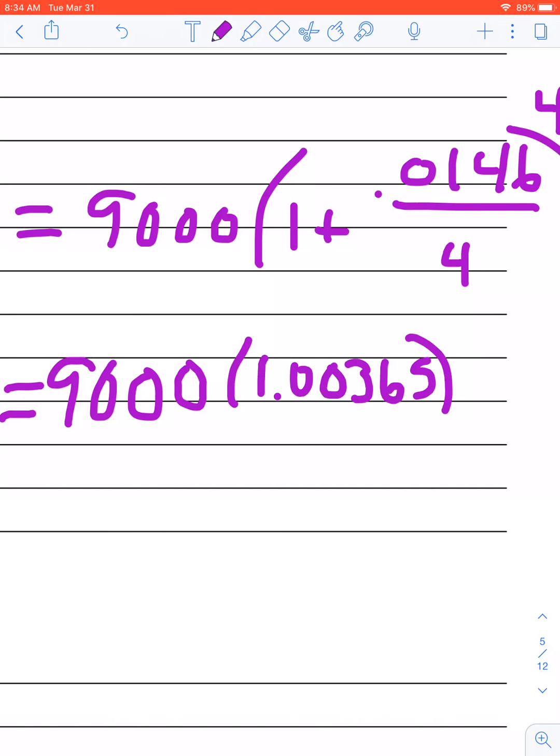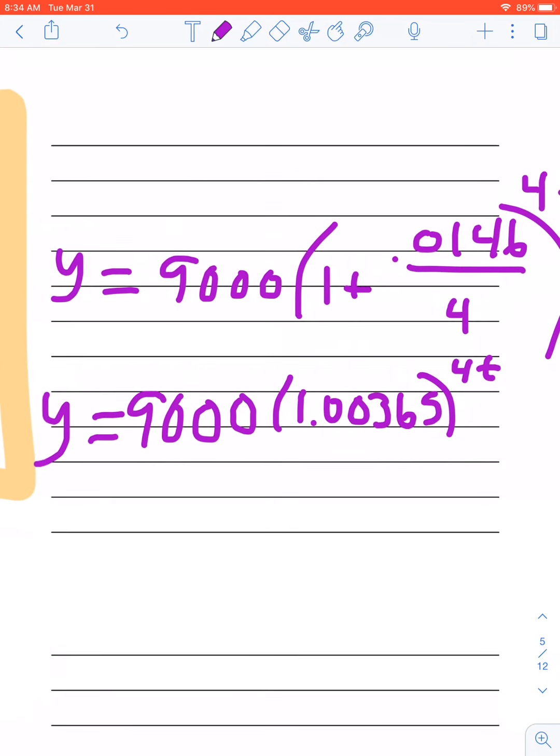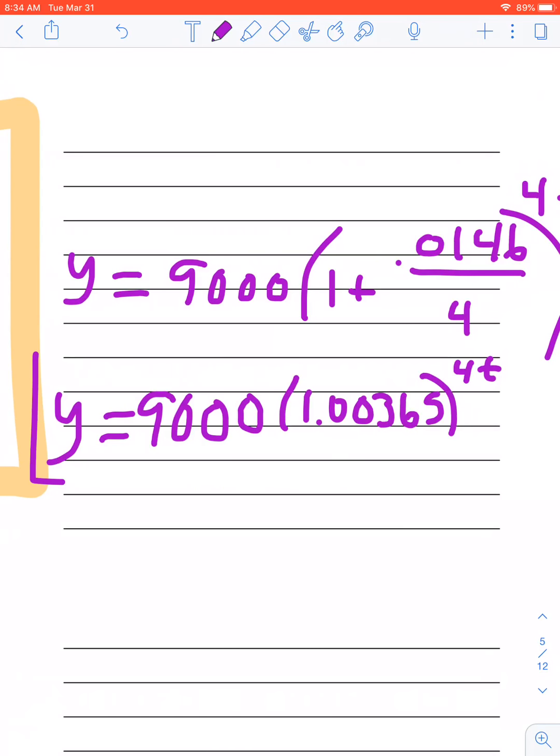And when you do that, you get 1.00365. Now some of you guys are like, why are you writing down so many numbers after the decimal point? Well, the more you write down your decimals, the more accurate your number is going to get. So if I just put 1.0, that's not going to give me a true indication. I want to make sure I have a few numbers after the decimal point. So this would be my equation right here.